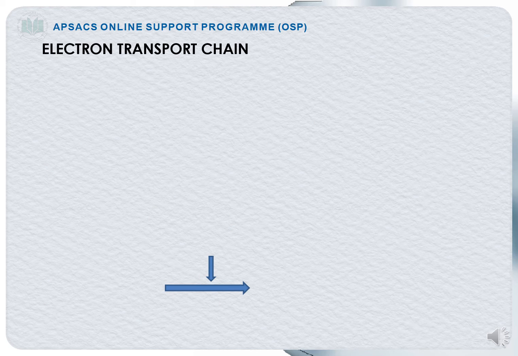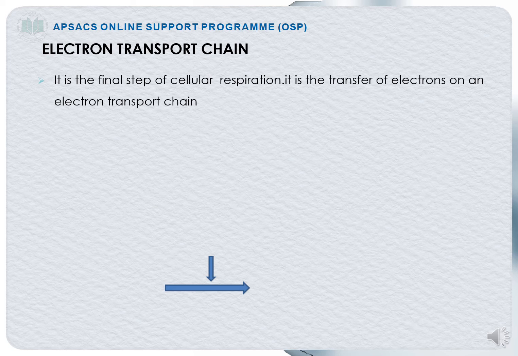Last one is the electron transport chain. As its name indicates, electrons will be transferred in a chain, or in series form. When the electrons are transferred in a chain form, they continuously lose energy. So let's discuss the electron transport chain in detail. We also call this process ETC in short form. It is the final step of cellular respiration. It is the transfer of electrons along an electron transport chain.